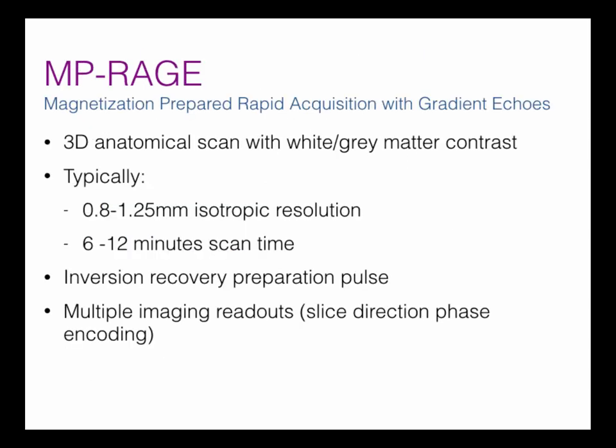So, MP-RAGE is kind of an example of this. MP-RAGE is an anatomical sequence, which is commonly used to get your anatomical image that you superimpose your fMRI excitation maps on. The MP-RAGE is a 3D acquisition that is typically used to get good gray-white matter contrast.